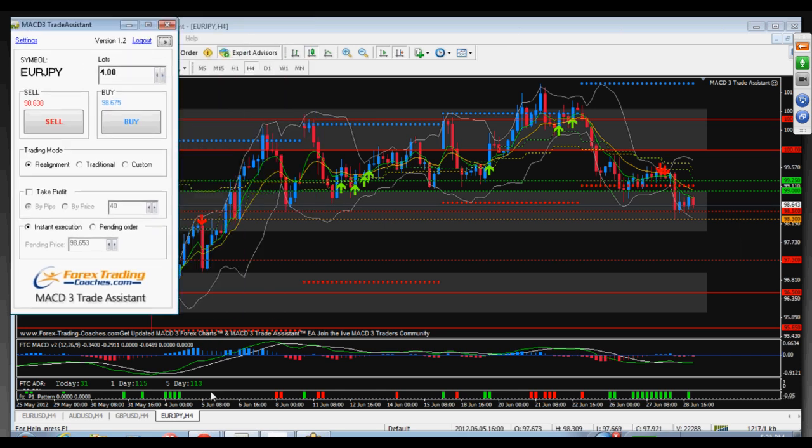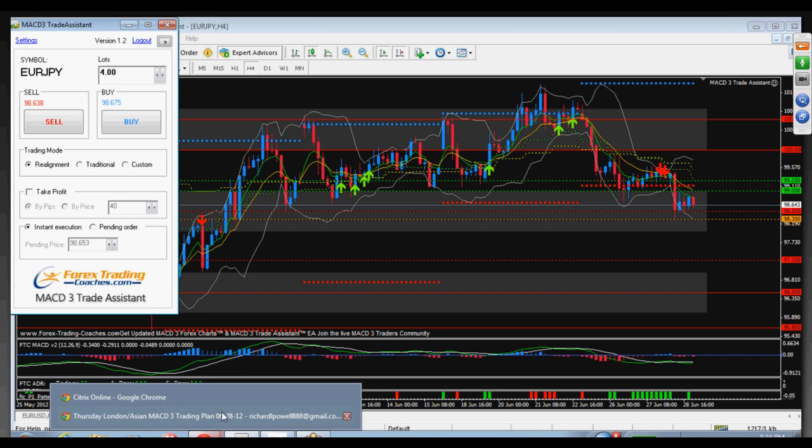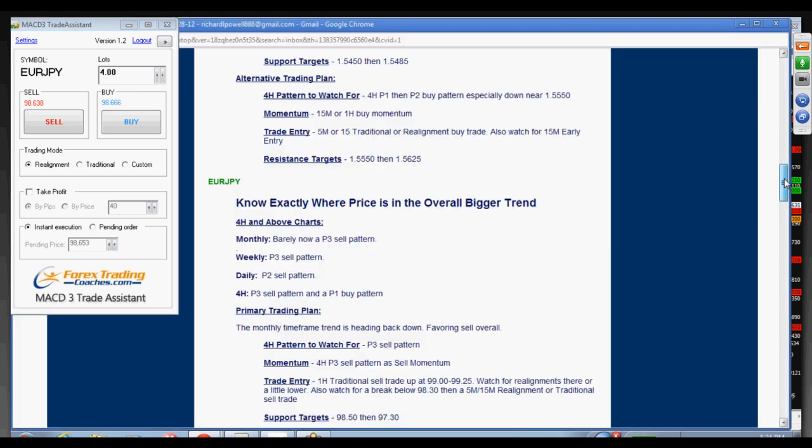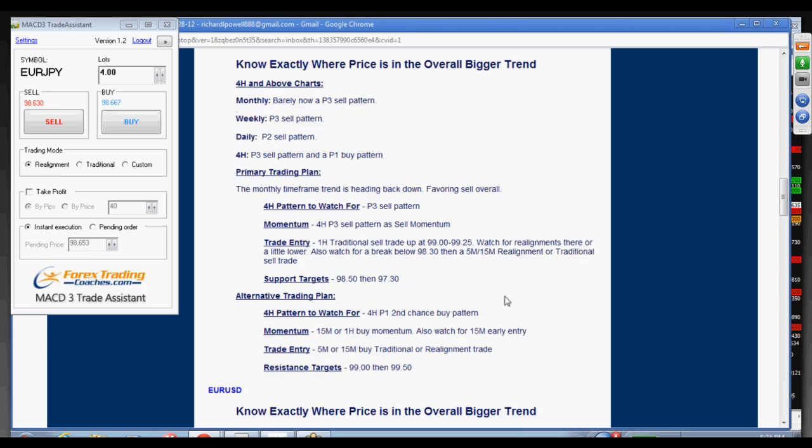So now I go into the alternative plan for the euro yen. And again, we have a 4-hour P1, which will automatically go off because I have the alarm set up for the 4-hour P1 to go off, and a second chance buy pattern. So that one is already in there. After that goes off, I'll look for the buy momentum, or I can also set an alert for the buy momentum. But again, I usually do that after these big alerts go off.